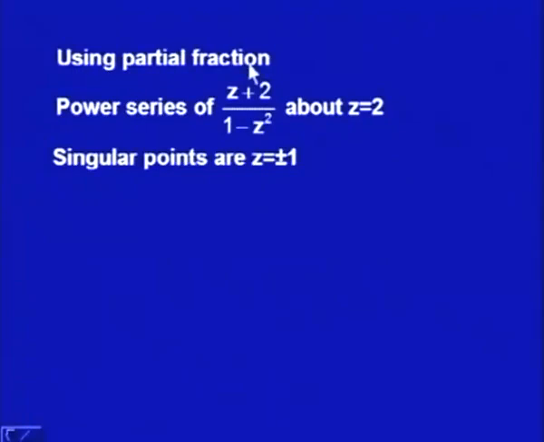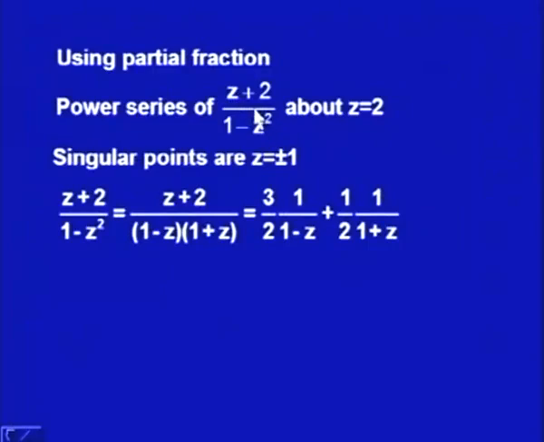Now, in this example we will be using partial fractions to obtain the power series of a given function. To illustrate this, I consider f(z) = (z + 2)/(1 − z²), and it is to be expanded about z = 2. So, the singular points of this function are z = ±1. About z = 2 we can expand this function because it is analytic at z = 2.